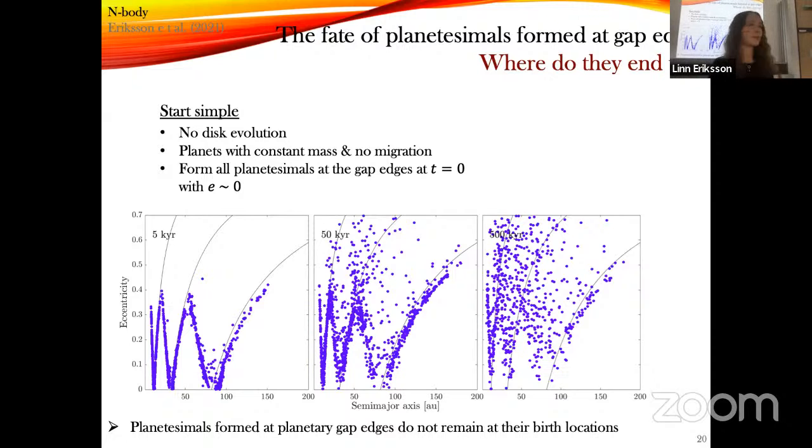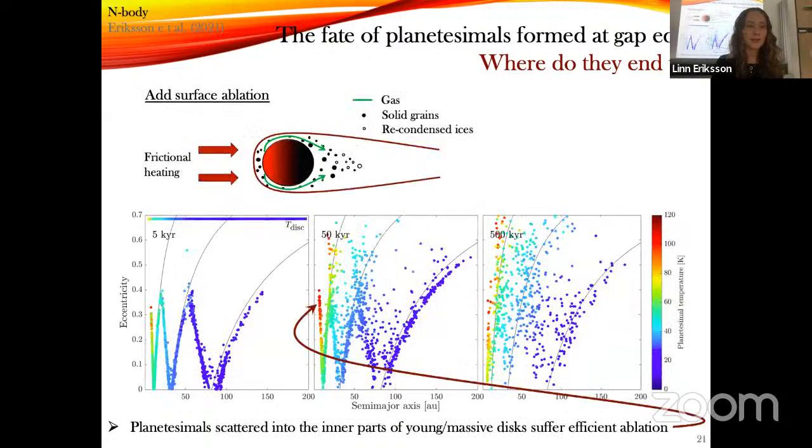If we look in more detail at this plot, we see that we actually get quite a lot of planetesimals with high eccentricities in the inner part of the disk. Here the gas density is pretty high, meaning that these are likely to suffer from surface ablation. This is a process where the frictional heating of the gas heats up the surface of the planetesimal and leads to vaporization of volatile ices there. So basically it results in mass loss. We lose both gas and solid grains which are entrained within the ice, and some of this gas will eventually recondense to form ices once again.